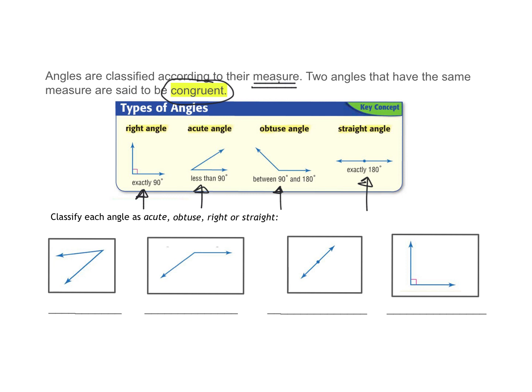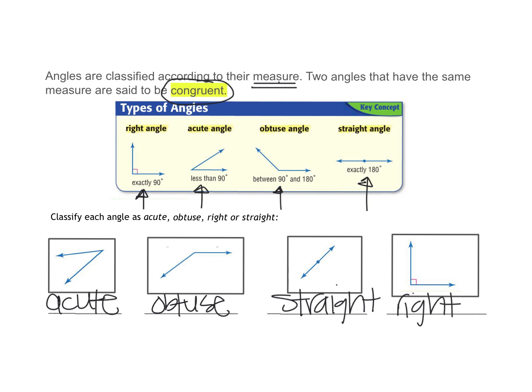Pause the video and classify each of these angles and label it underneath each angle. So we have this one, which is less than 90 degrees, so that's acute. This one is obtuse because it's greater than 90 but less than 180. This one is straight because it's a straight line and it's 180 degrees. And then this one is a right angle because it's 90 degrees.